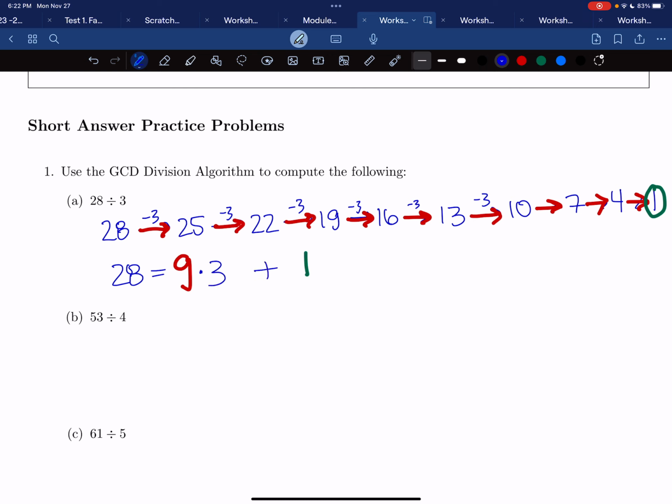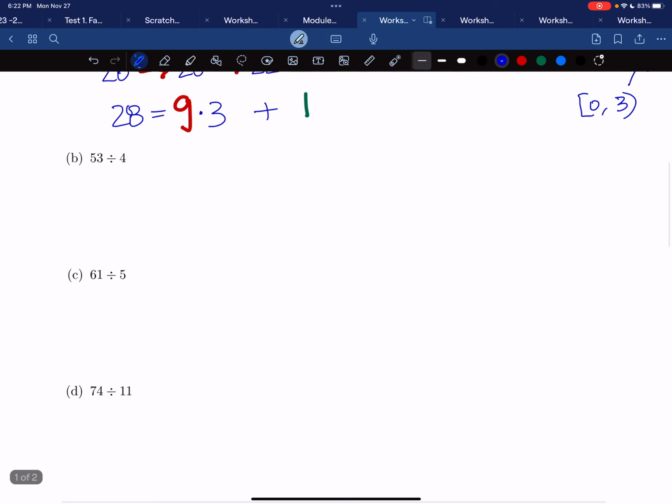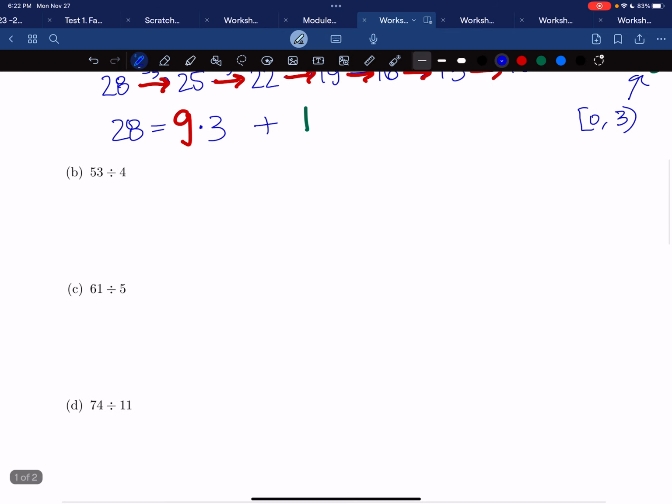Our goal is to keep subtracting until we get down to a value where, when we're dividing by 3, it is between 0 and up to but not including 3. So 0, 1, or 2. We want that remainder to be in a reasonable range, the range 0 to 2.